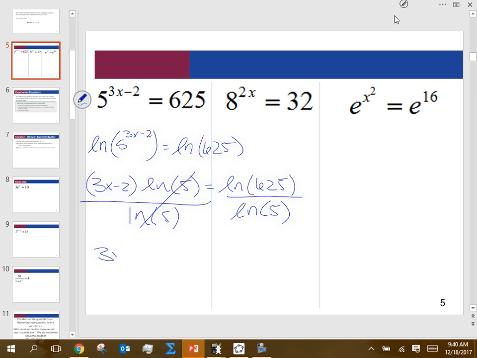So now I get 3x minus 2 is equal to ln of 625. Divide by ln of 5. Add 2 to both sides, right? I'm just going to cheat a little bit, rewriting, add 2 to both sides, and now what do I do? Divide by 3. Now there's a quantity on the right-hand side that I have to divide all that stuff by 3, and that's kind of a pain. What's a better way of dividing by 3?